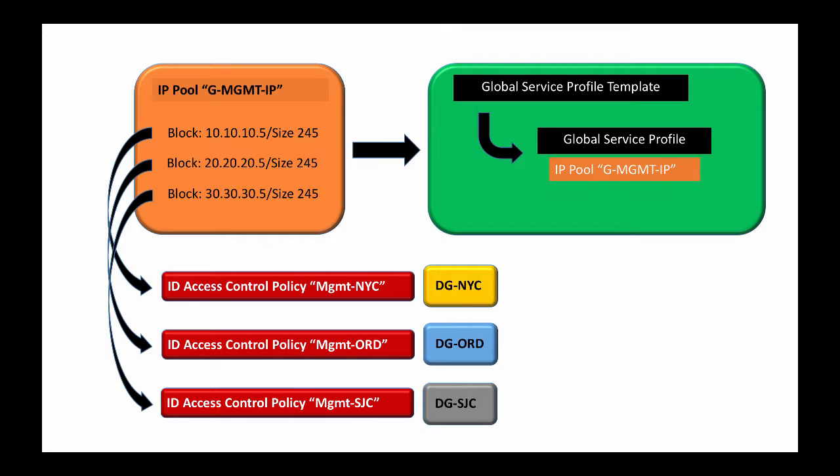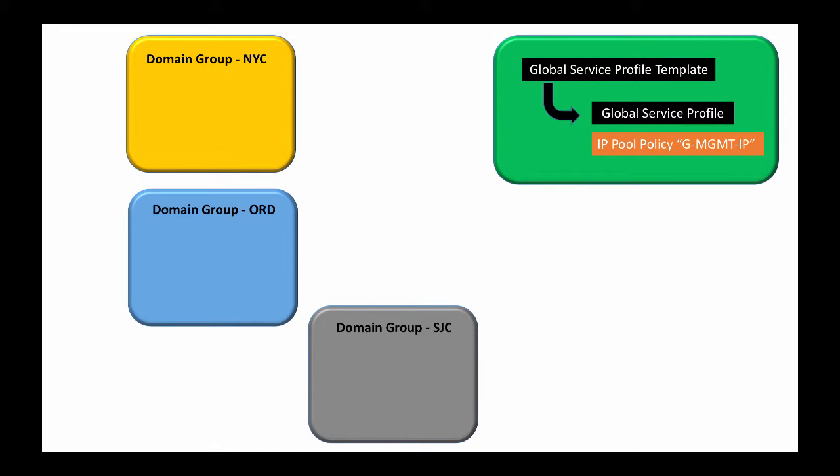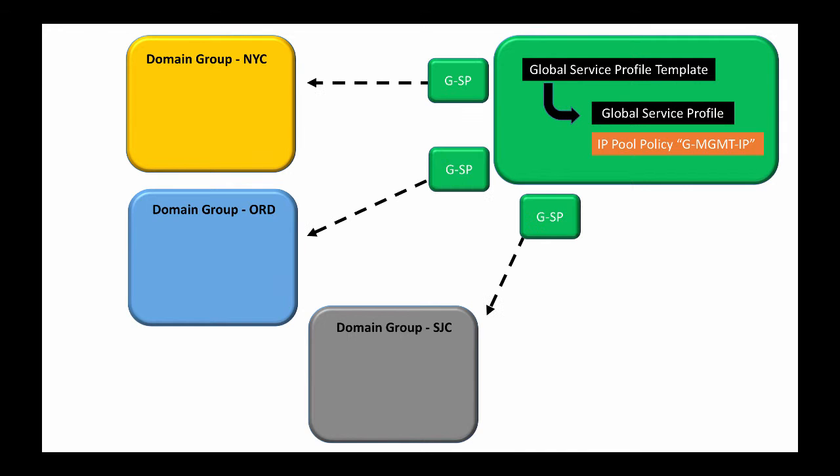As I build these blocks of addresses, I can use the ID access control policies to help steer them to the appropriate domain groups and the UCS domains that are part of those domain groups. So let's bring this full circle. Here I have my global service profile template that has spawned a global service profile using the gmanagement IP pool, and I've got my three domain groups out there: New York, Chicago, and San Jose.